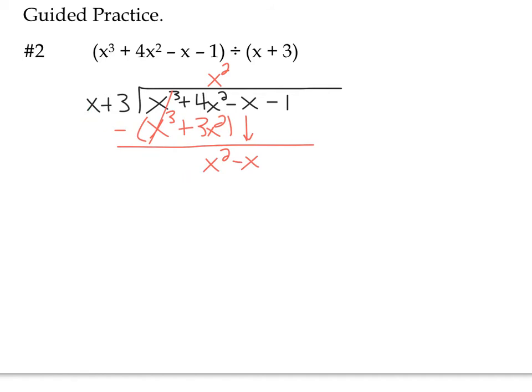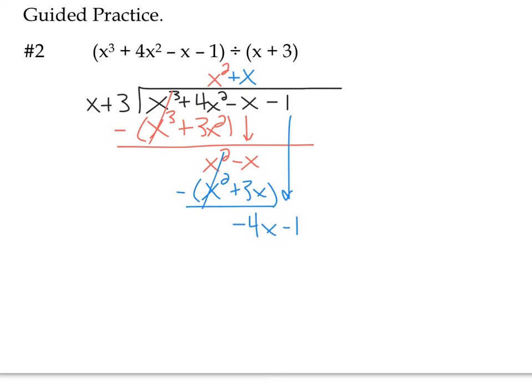So I'll put up here x, and it's a positive x, because x times x gives me x squared. X times 3 is plus 3x. I'm going to subtract this whole thing. X squared minus x squared cancels. Negative x minus 3 is negative 4x. Bring down the minus 1.